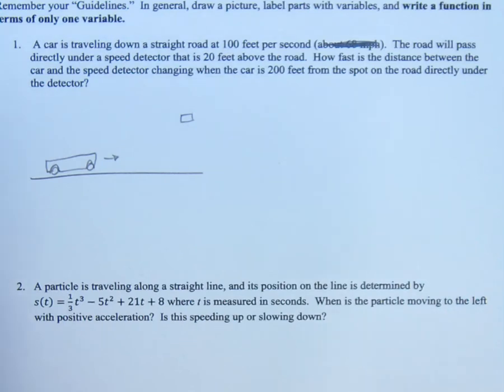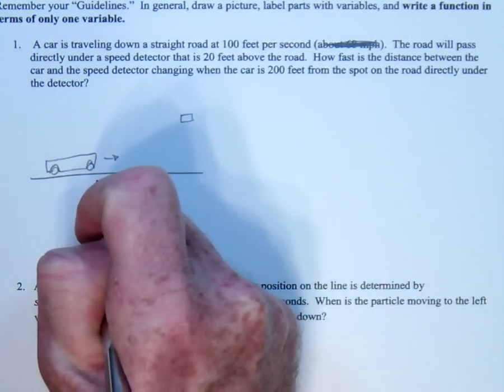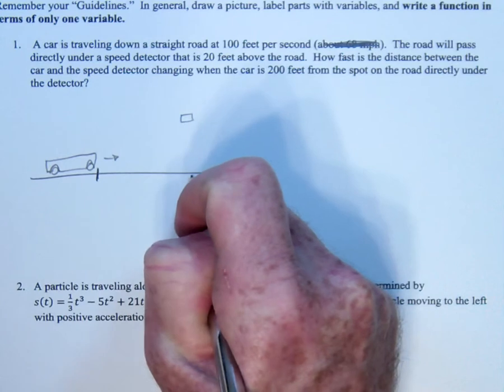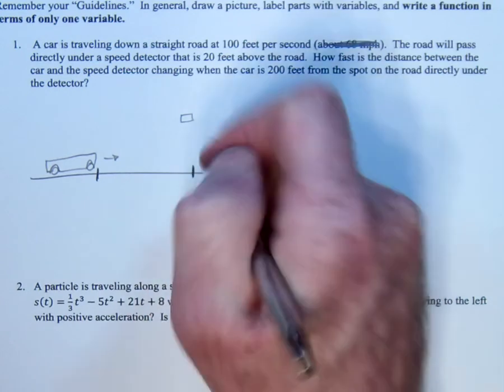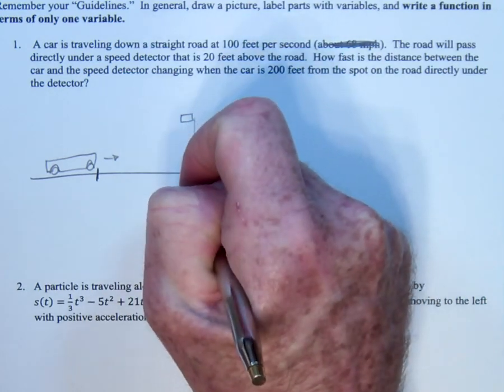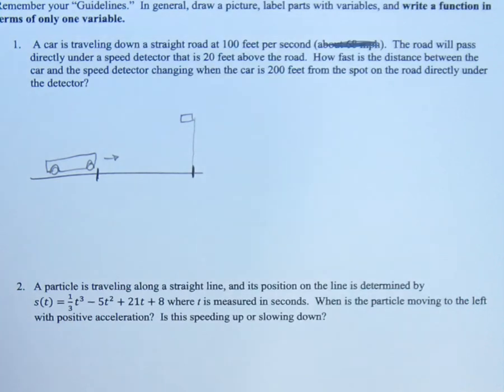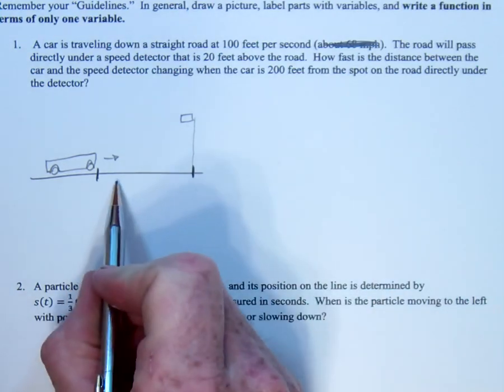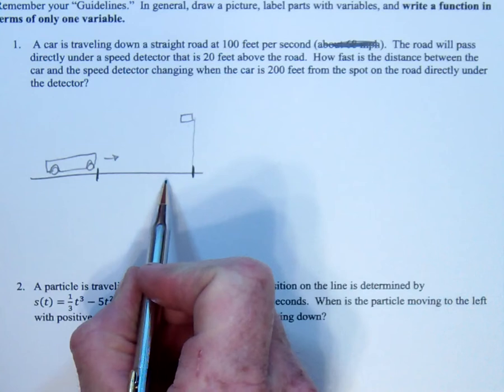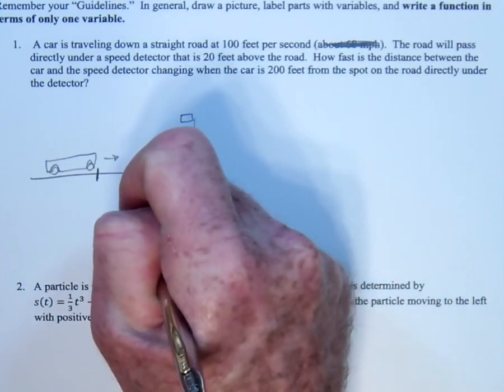Now when you start labeling these pictures, if things change, you cannot put a number. So for example, down here, as the car goes from here to eventually right here underneath this pole, this distance is going to be changing. So I can't use a number on this. I have to use a variable. I'll call it x.